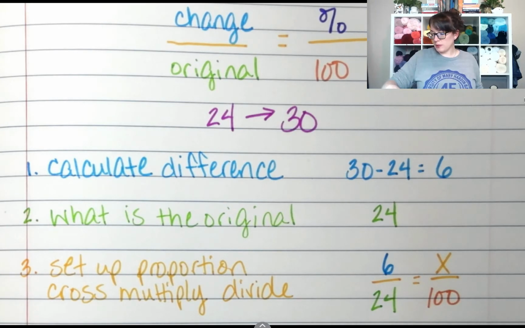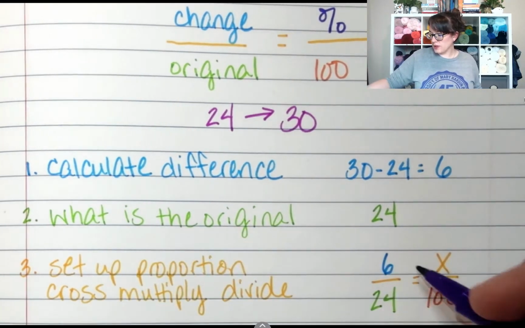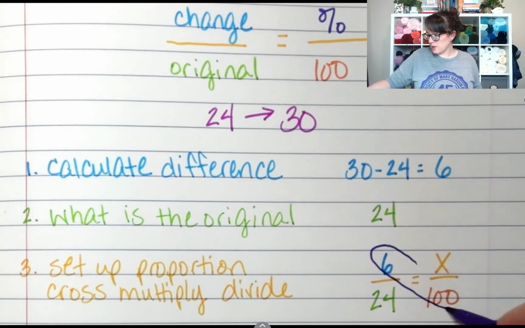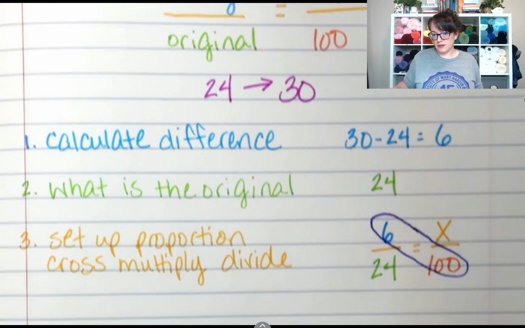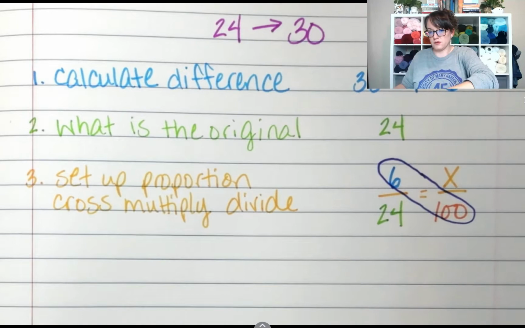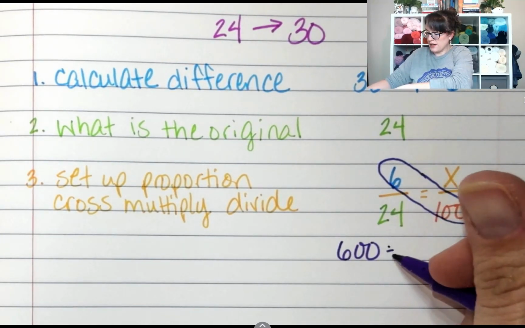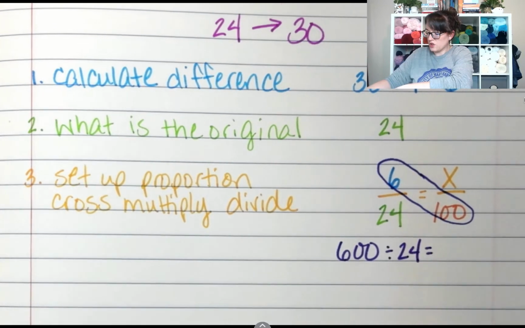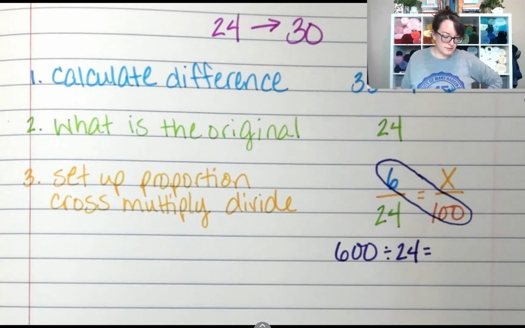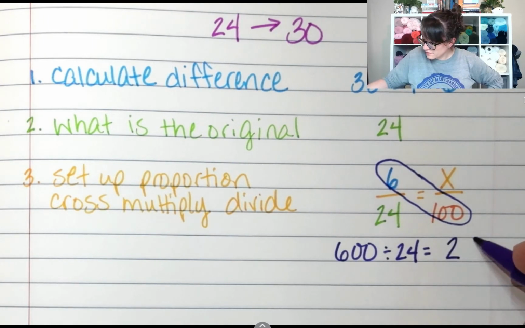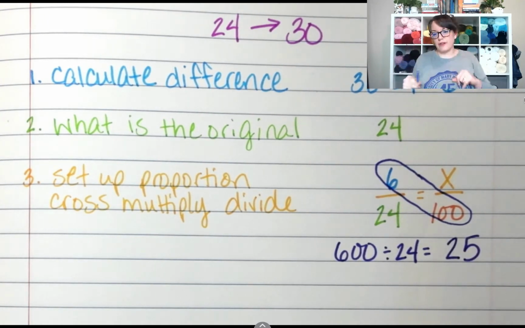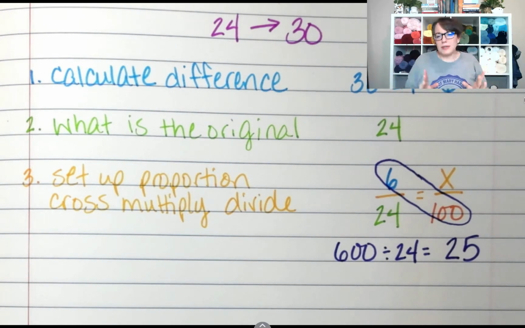Then we cross multiply. 6 times 100 is 600, and then 600 divided by 24 is 25. You should have written that down. So I have 25, but I'm not done.